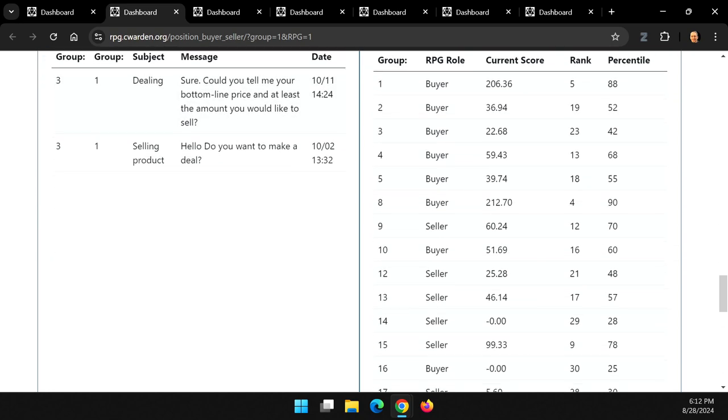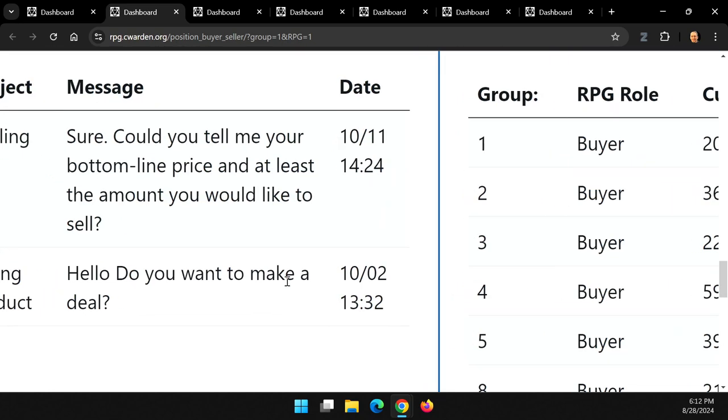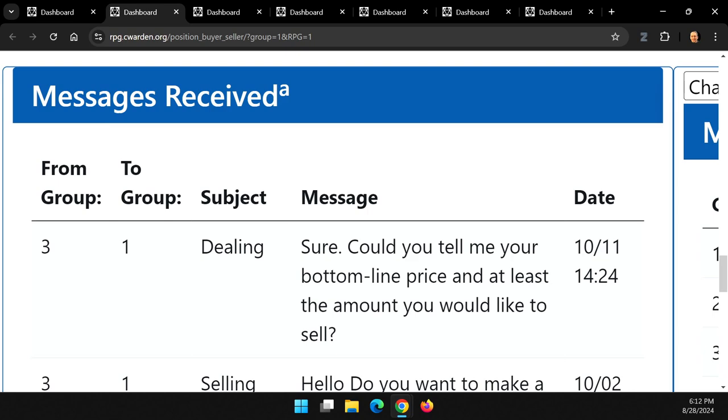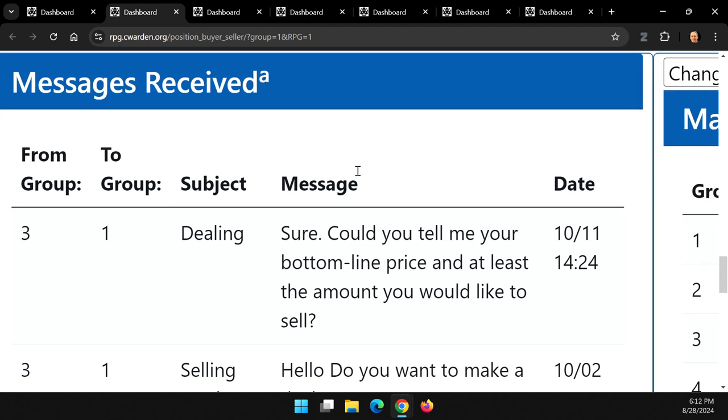When you receive a message, you scroll down your app and you have a section here called messages received. And these messages received will only be for this RPG round. So if we're in RPG 3, these messages will only be RPG 3, not 2, not 1, only 3.